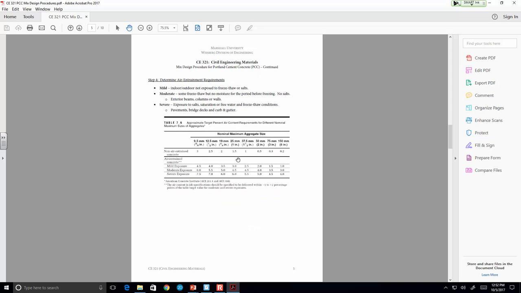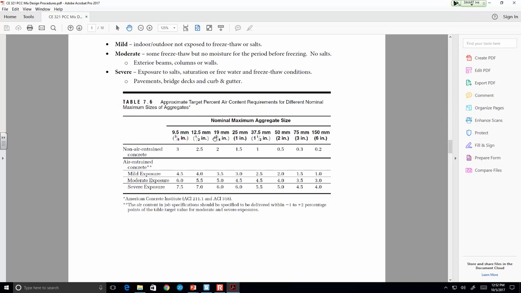If you look at some of these tables in the textbook, see how it says nominal maximum aggregate size? In the textbook, it says maximum aggregate size, and that can get a little confusing. This is actually off the digital copy, and for the most part, it's correct. But yeah, that's a typo. What this really should be referring to is the FCR, and ultimately for us, we're fine.